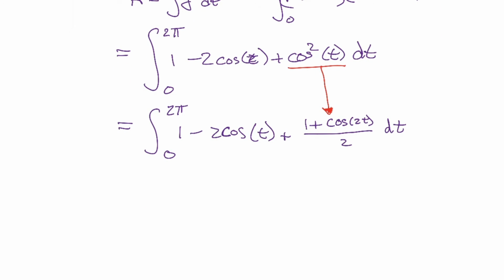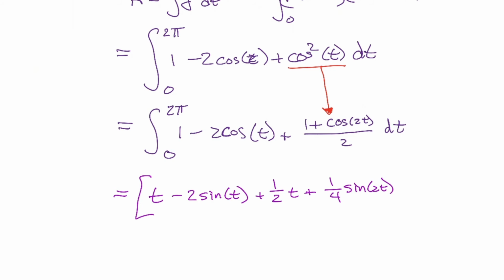And now I can integrate all of these things that you see here. So I'll just go ahead and pound through this. This is going to be t minus 2 sine of t, which is the antiderivative of 2 cosine of t, and then plus 1/2 of t, that's the 1/2 from this fraction, plus 1/4 sine of 2t, because the antiderivative of cosine 2t is 1/2 sine of 2t, and then I still have the 1/2 from this fraction up here. And we're evaluating from t equals 0 to 2 pi.